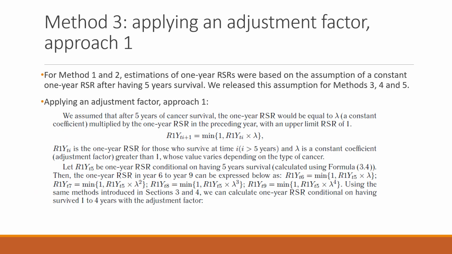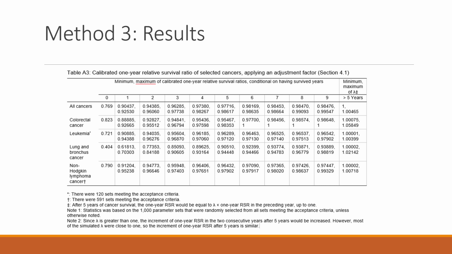For method 3, we added an adjustment factor in estimating 1-year relative survival ratio. We assumed that after 5 years of cancer survival, the 1-year relative survival ratio would be equal to lambda, a constant coefficient, multiplied by the 1-year relative survival ratio in the preceding year, with an upper limit relative survival ratio of 1. Results of method 3.